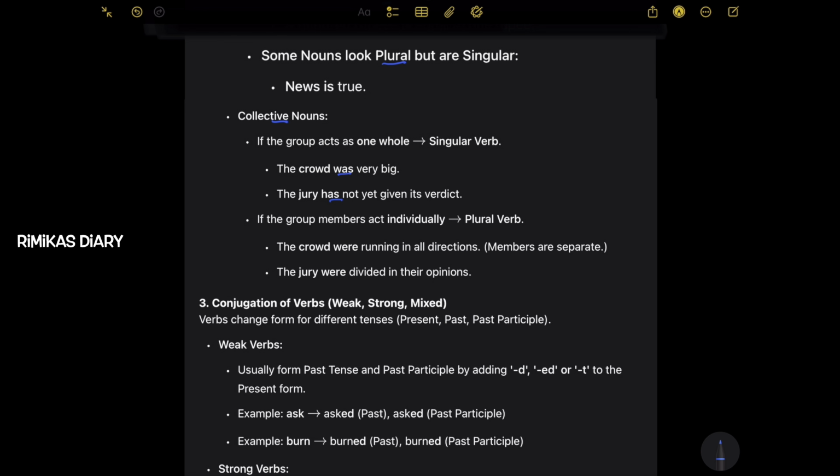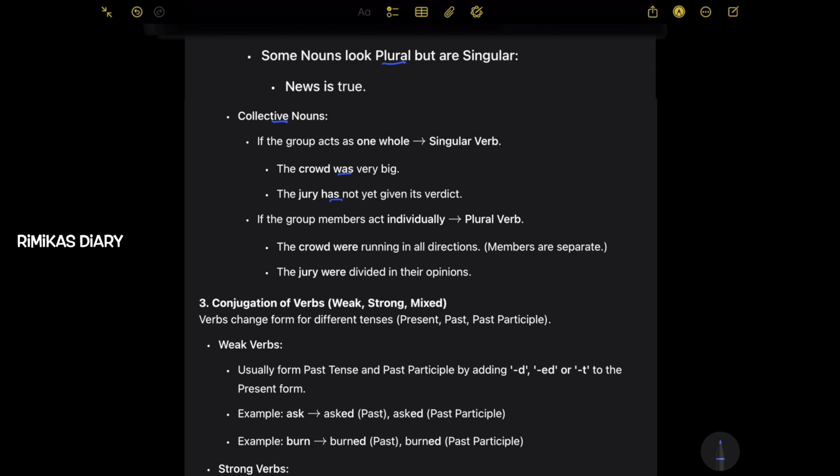Strong verbs form past tense and past participle by changing inside vowels without adding d or t. Example, sing, sang. So it changed its inside vowel. So this is past tense. For past participle, it changed the inside vowel to u. So i to a to u. Example, drink, drank, drunk.